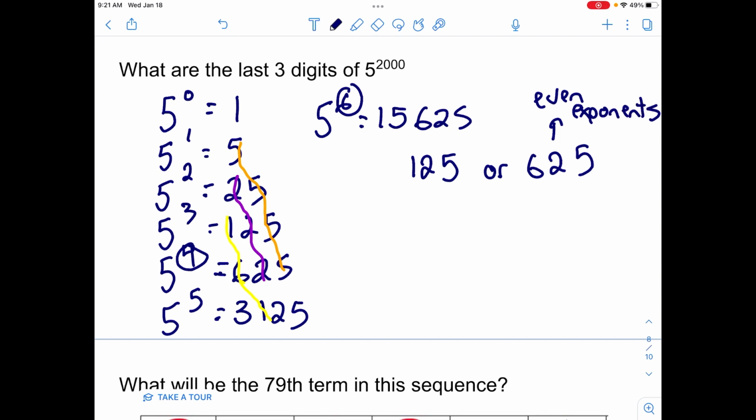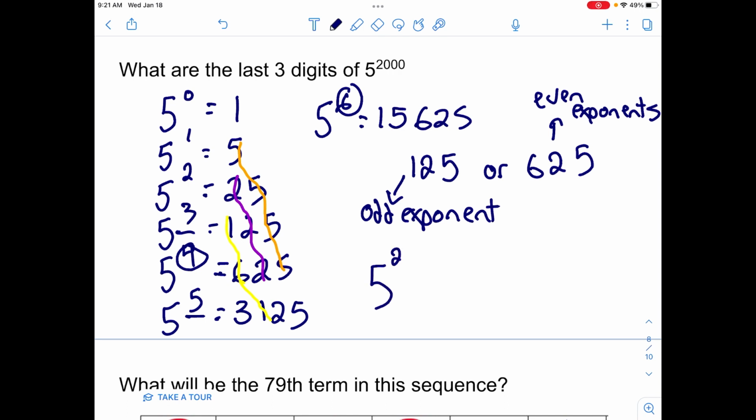And if you want to test that, go put in 5 to the exponent 8. It's 390,625. Okay, so that pattern continues. And it looks like the odd exponents, 3, 5, we can check for 7, 5 to the exponent 7, ends in 125. So if it's an odd exponent, it ends in 125.